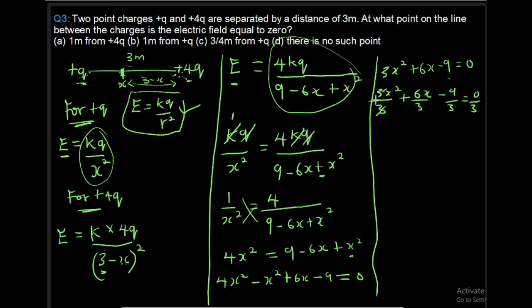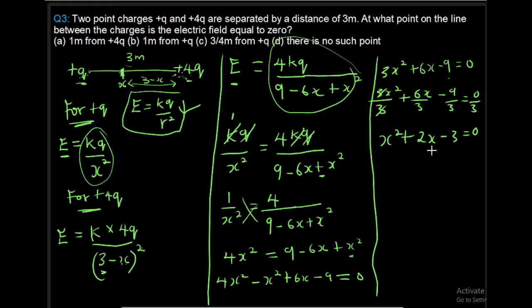So 3 will cancel 3. You're going to be left with x squared plus 6 divided by 3, which gives us 2x, minus 9 over 3, which gives us minus 3, equals 0 over 3, which is 0. All right. So moving on, we're going to have x squared plus 2x minus 3 equals 0. To solve this quadratic equation, we'll now use our factorization method.